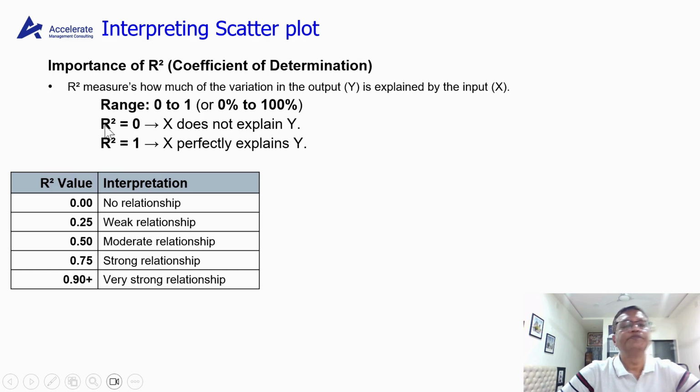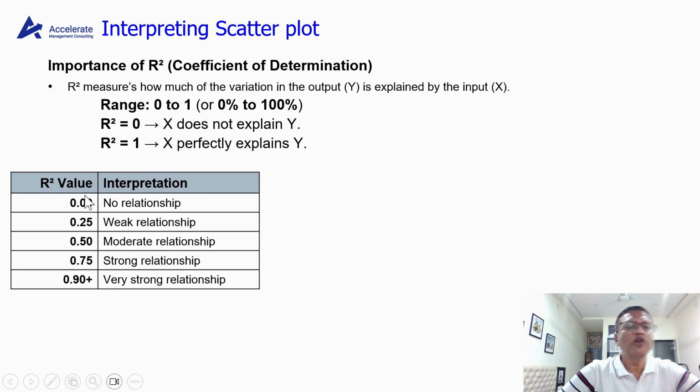Let's look at the importance of R square. R square is the coefficient of determination. We'll be talking about it in regression analysis in our future episodes. But for now, let's look at how R square also explains the correlation. So if R square is 0, it does not explain Y. And if R square is close to 1, it perfectly explains Y.